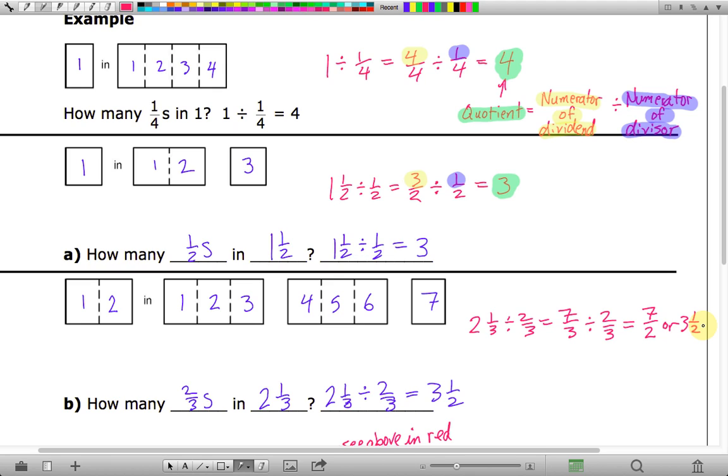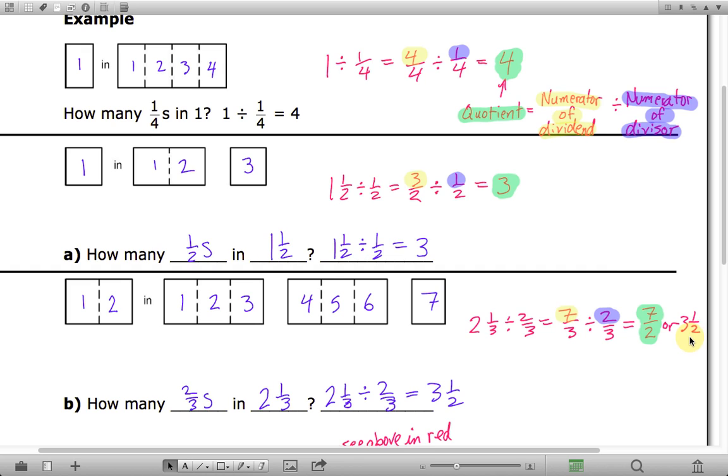And again, just to color code this so that if you're looking back on your notes later and you want to understand how this was done, what was the process to get that answer to the division question or the quotient, what we did was we took the numerator of the dividend and we divided by the numerator of the divisor. So again, 7 divided by 2 is 7/2, which you can also write as 3 1/2 if you'd prefer to have it as a mixed number.